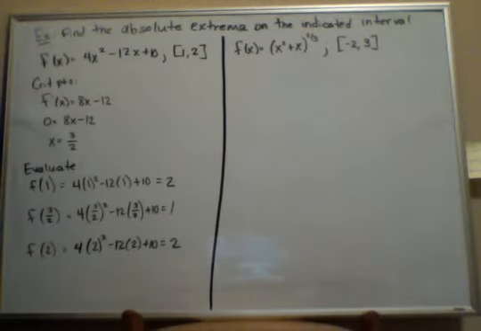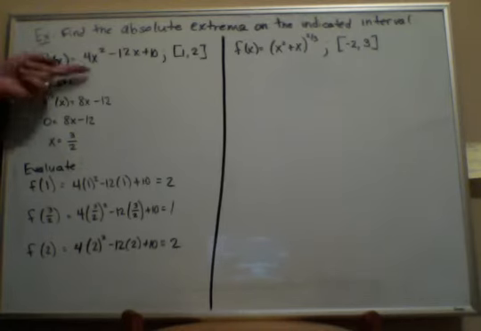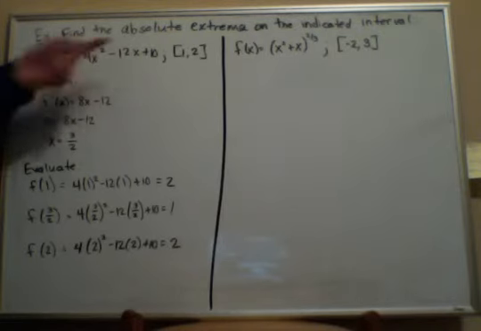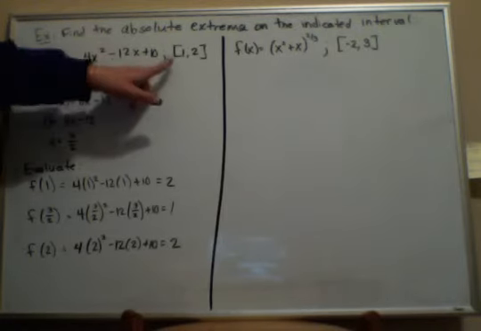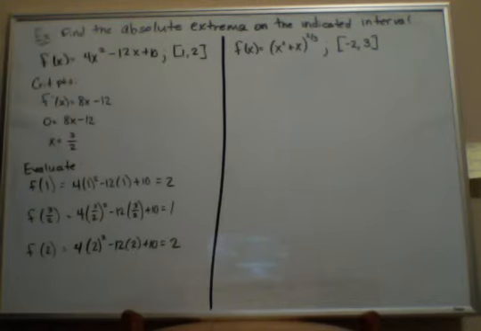Okay, welcome back. Here are a couple of examples of finding absolute extrema on the indicated interval. So the first one here is on the left. We have a simple polynomial quadratic function. We want to find the absolute extrema on the interval 1 to 2. So we're still looking at kind of a small area of the graph.